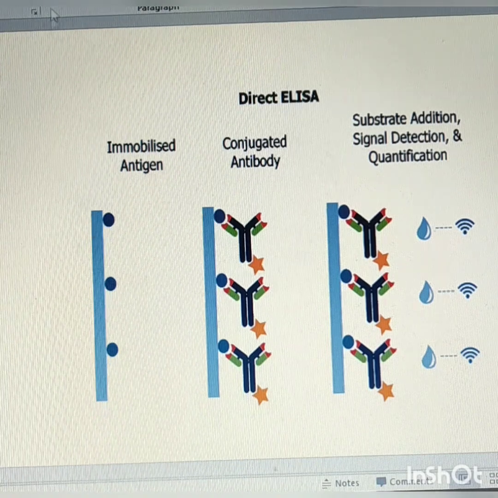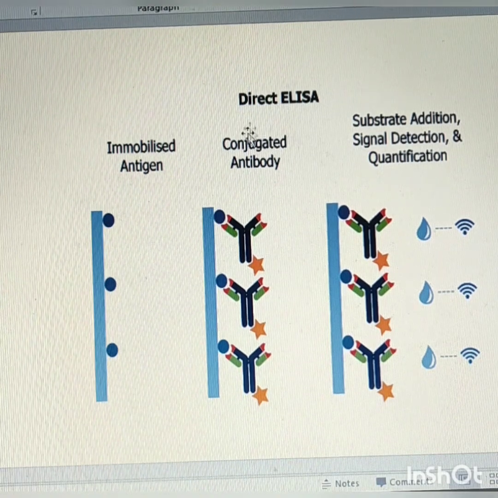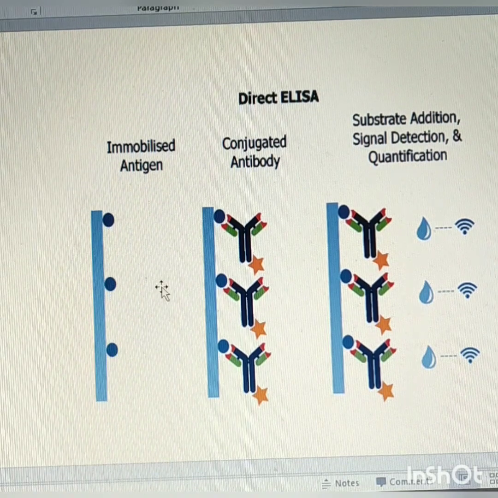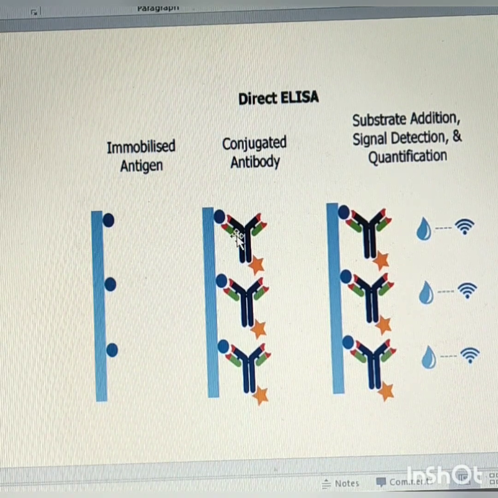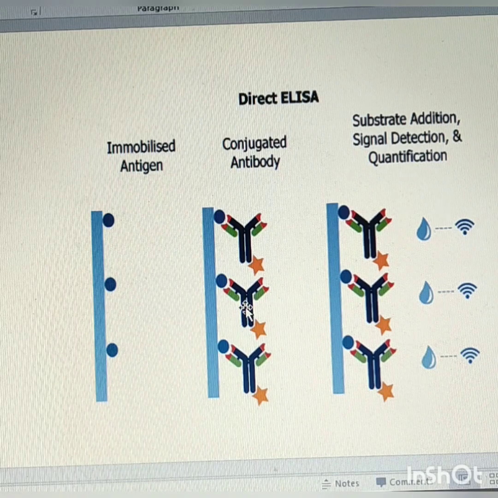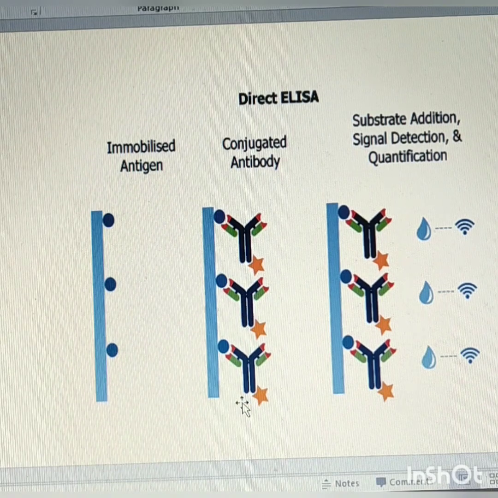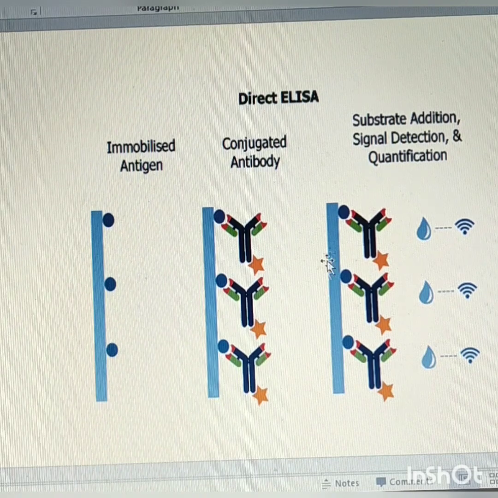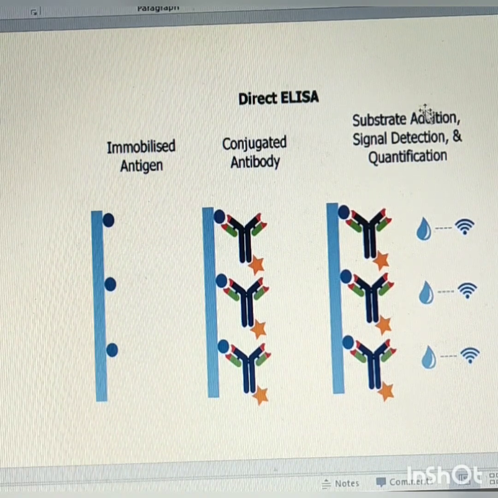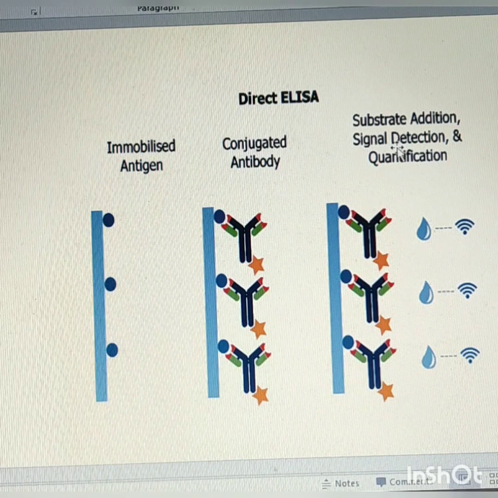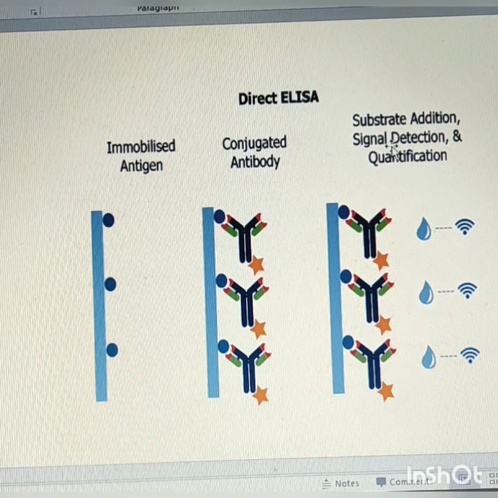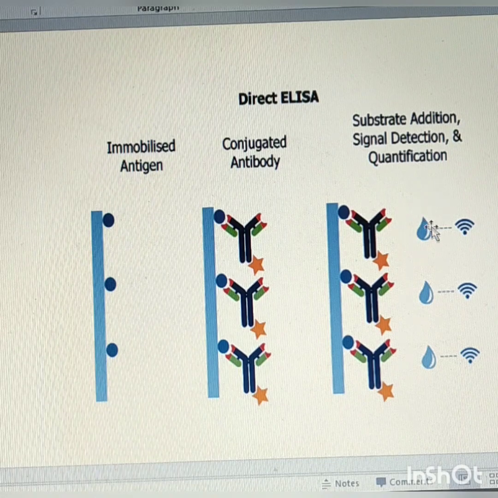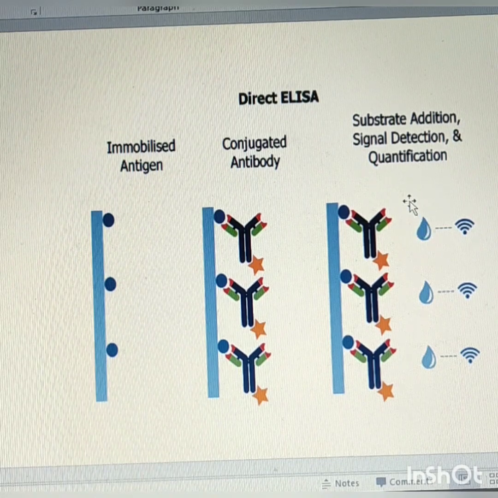Here, in case of direct ELISA, this is the immobilized antigen which is detected by the primary antibody. So this is called direct ELISA. After the addition of substrate, a detectable signal appears and the sample is quantified.